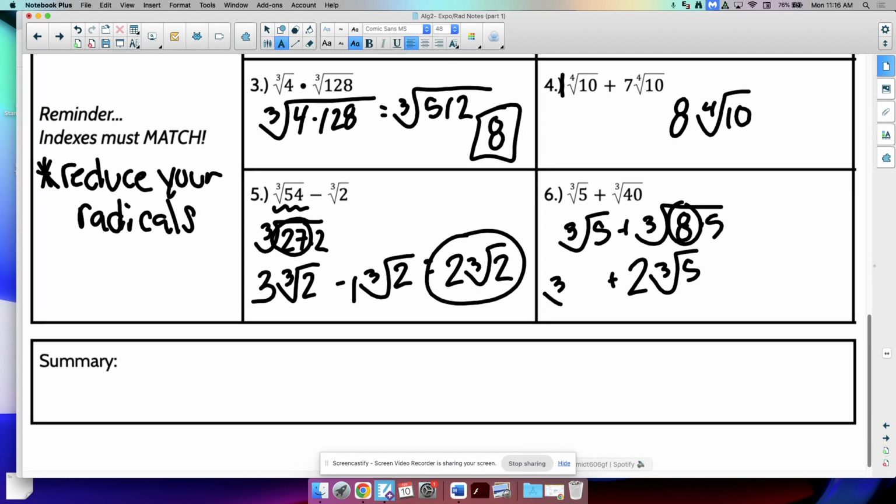This other 3rd root of 5 doesn't have a number in front, so what number can we always put there? A 1. Once your radicals are the exact same, just change your front numbers. So what's our new front number? And then we still have 3rd root of 5.